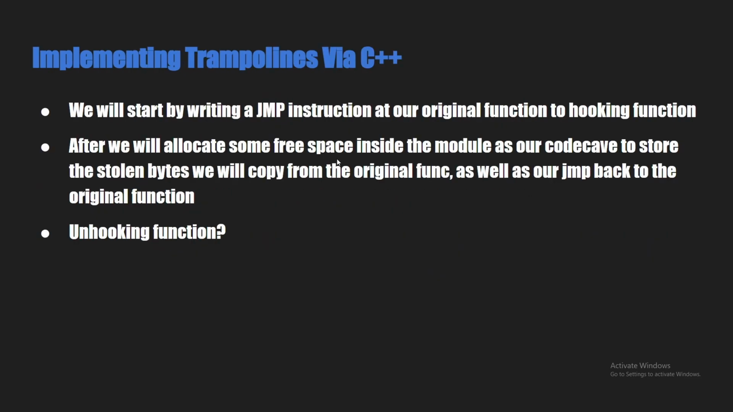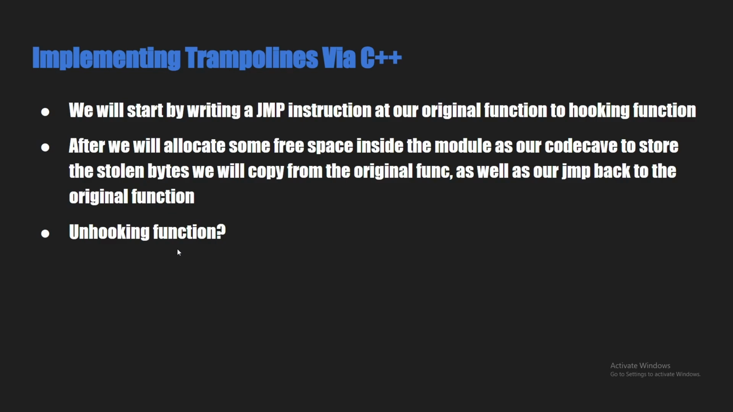And then after, we'll allocate some free space inside the module, and this will be our code cave. There's a few ways you can do this, but it's not a very complicated example. So all we're going to do is allocate some space rather than try and find some free memory. We're just going to use VirtualAlloc, something like that, to create some space for our stolen bytes and the jump instruction. In the code cave there, we're going to store the stolen bytes, which we copy from the original function, as well as our jump back to the original function. As I said before, that jump is going to go after the jump in the original function, so it's not an endless loop. And potentially we're going to look at unhooking as well. Very simple, just patching it out.